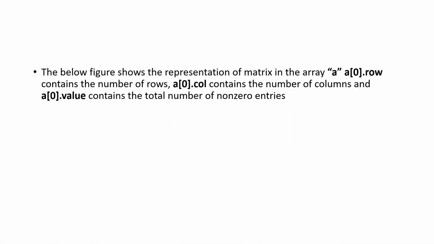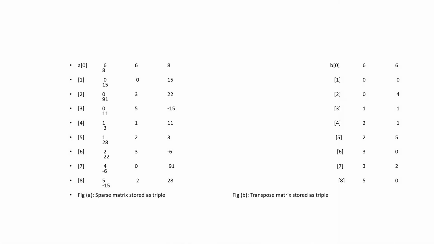Then the below figure shows a representation of a matrix in the array. A of 0 dot row contains the number of rows. A of 0 dot column contains the number of columns. And A of 0 dot value contains the total number of non-zero entries. So this is what the figure shows: a sparse matrix stored in triples, row, column and value, and its transpose matrix.